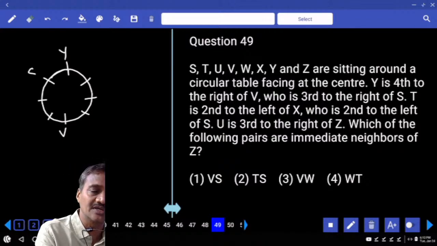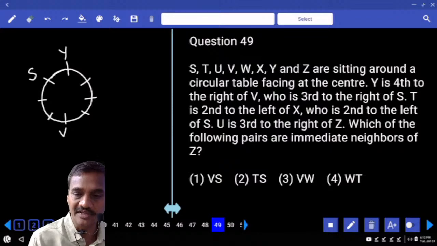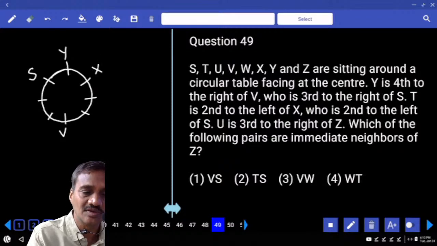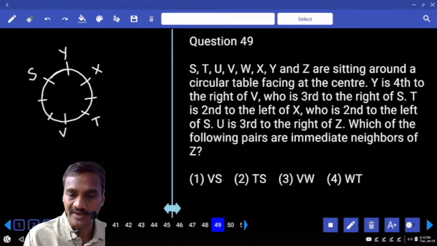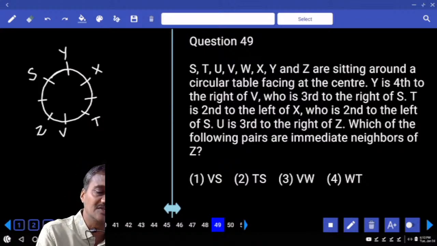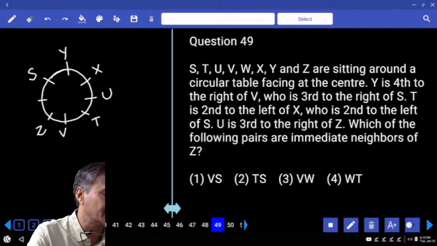And V is south to the right of S. V is south to the right of S means S will be here. And T is seated second to the left of X. X is seated second to the left of S. X is here, second to the left of S, and T is at this place. And U is south to the right of Z. Z is here, U will be here.